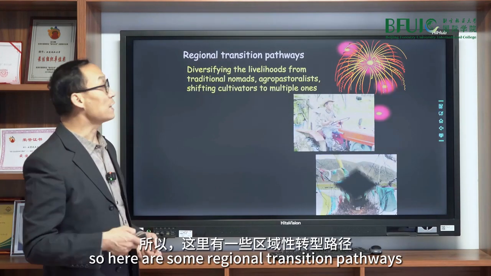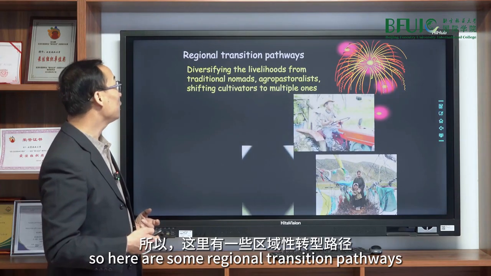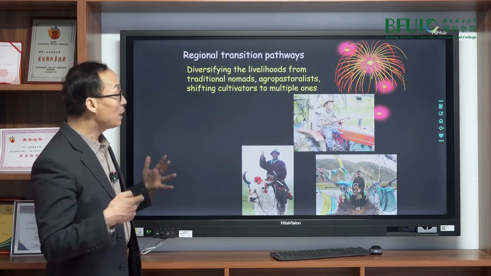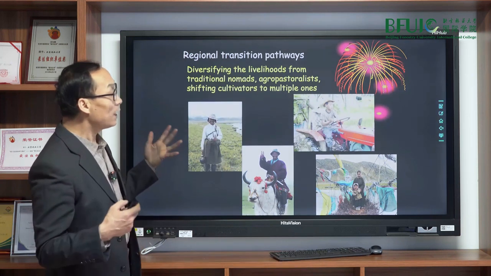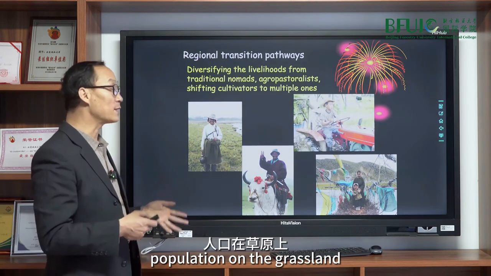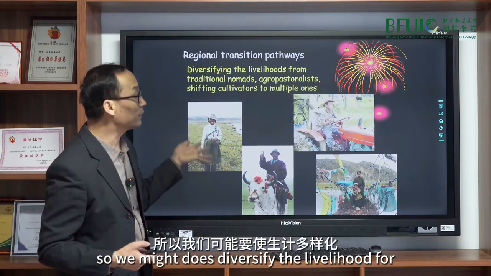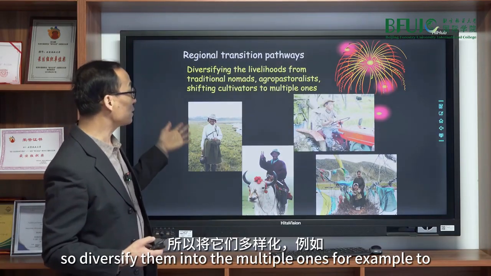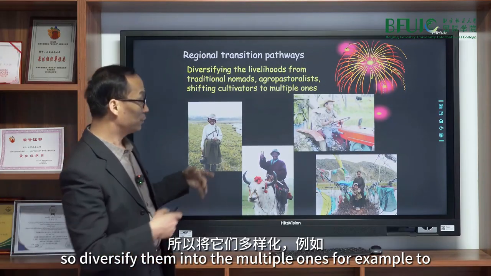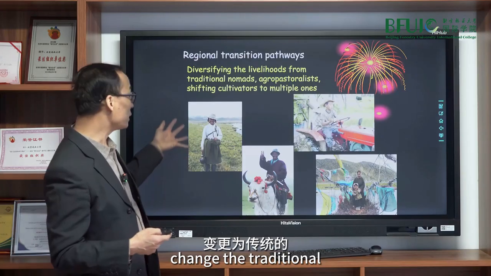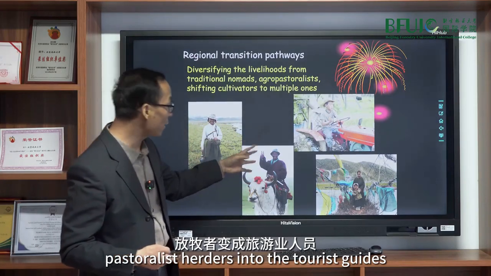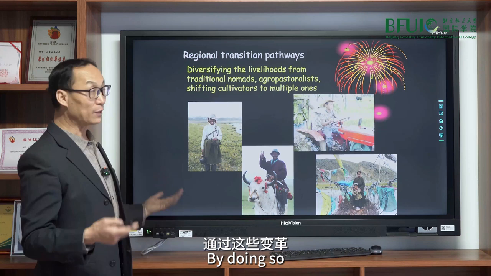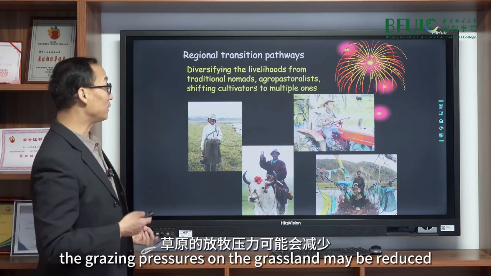So here are some regional transition pathways. We already said that one of the big problems of global change is population growth. If there are too many people on the grassland, it will be degraded. So we might diversify the livelihoods for the increased population, into multiple ones. For example, changing traditional pastoralists or herders into tourist guides or truck drivers and so on. By doing so, the grazing pressures on the grassland may be reduced.